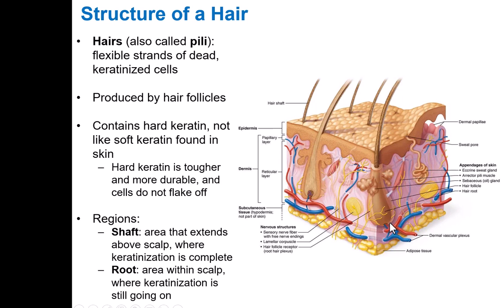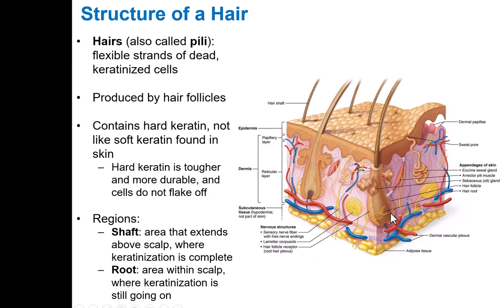root. The deepest part of the follicle that has this bulb shape is the hair bulb. So the hair bulb is part of the hair follicle. It's a more specific location of the hair follicle. And what you will find surrounding the hair bulb are these nerve endings here. This is called the hair follicle receptor, or the root hair plexus.